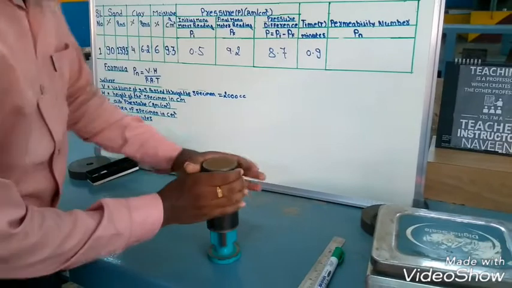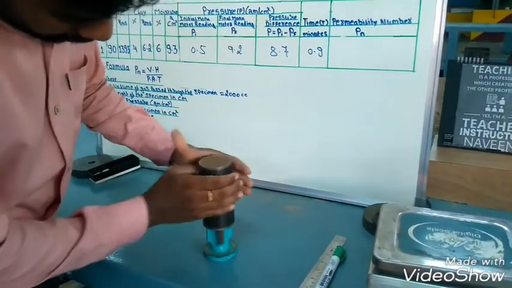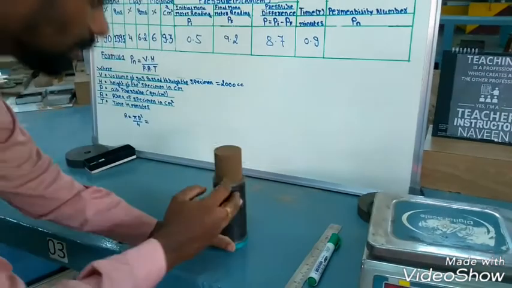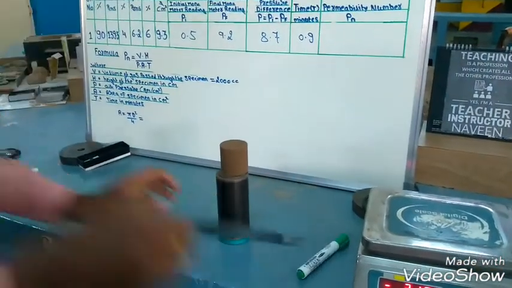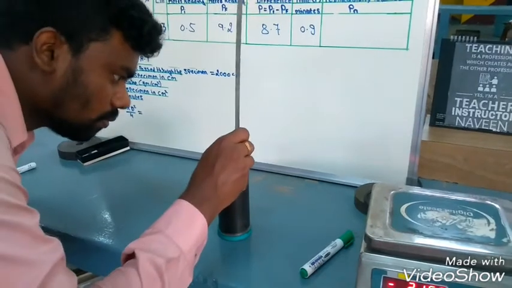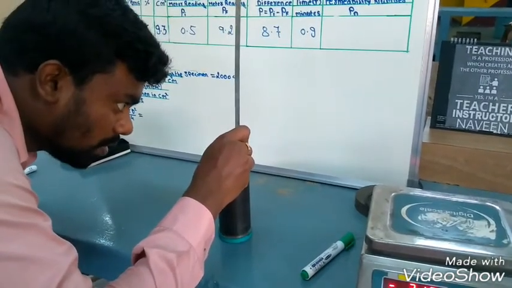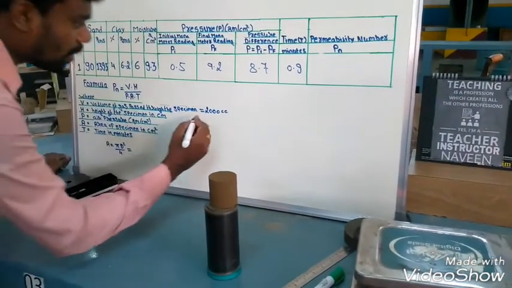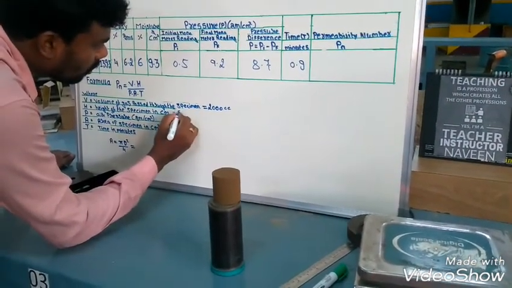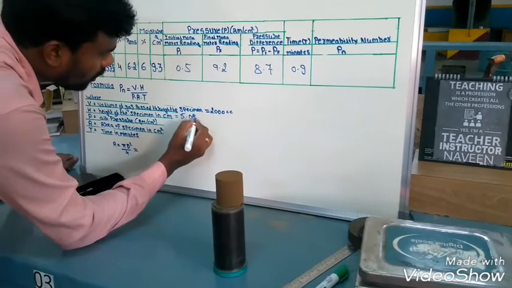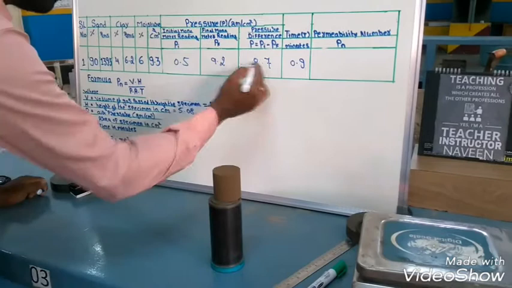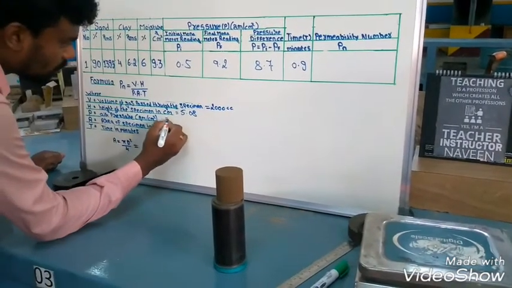Remove the specimen. When you are removing, hold the specimen tube like this. Just remove it like this. Now check the height of the specimen. Height of the specimen is 5.08 centimeter. We want to take it in centimeters itself. 5.08 centimeter. Next, pressure. Pressure is 8.7.